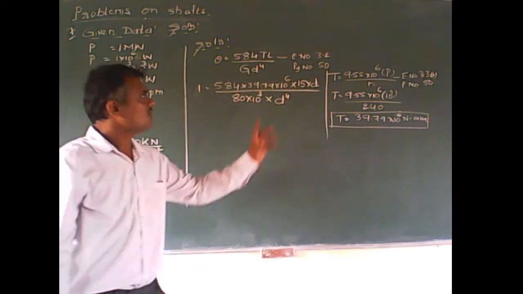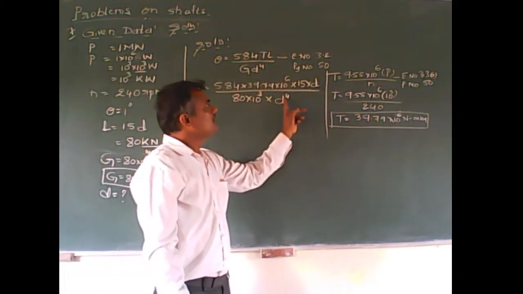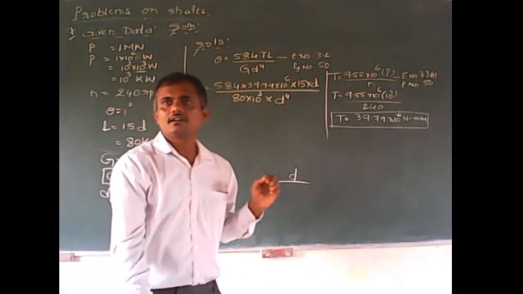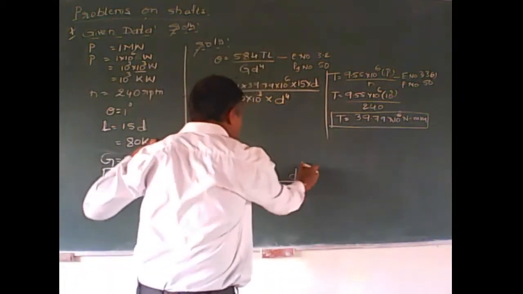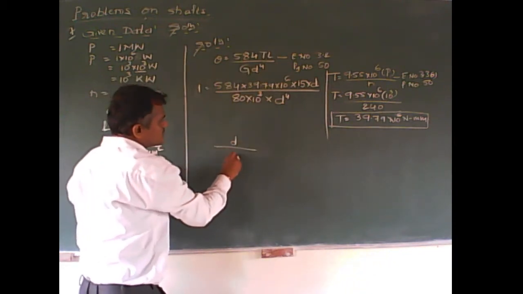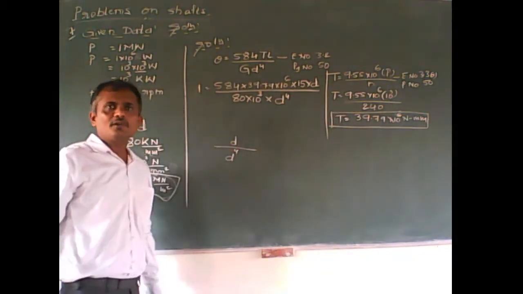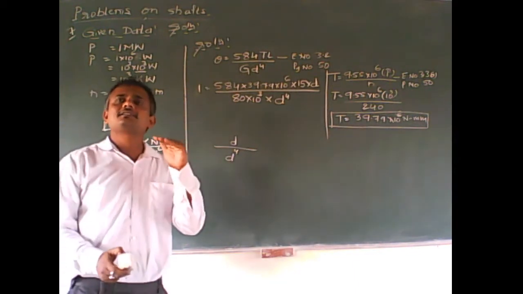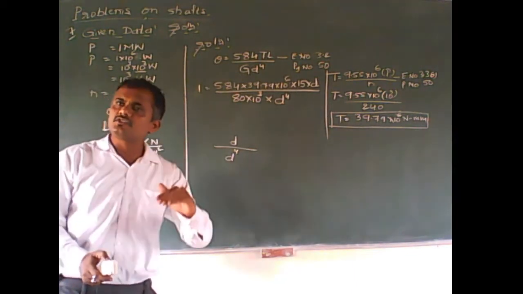That's all. So this diameter D is on the numerator, and D raised to 4 is on the denominator. Correct? So I am going in a very basic manner, right from zero level.